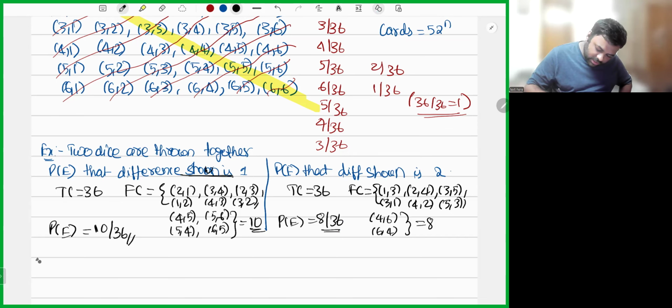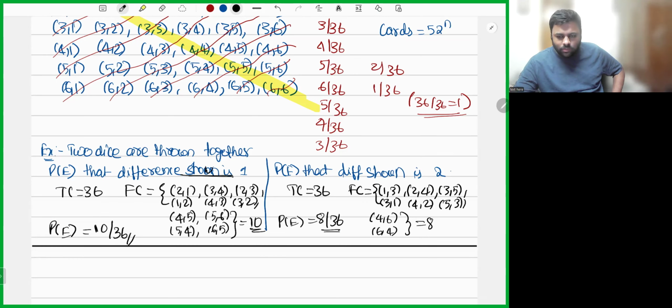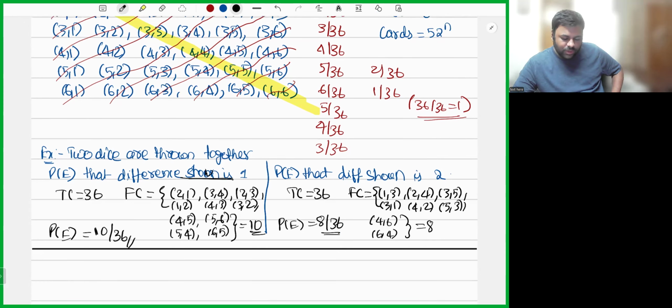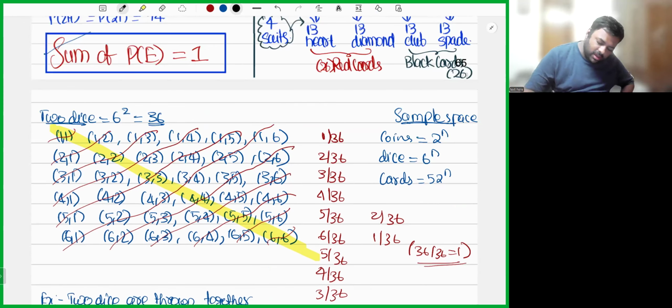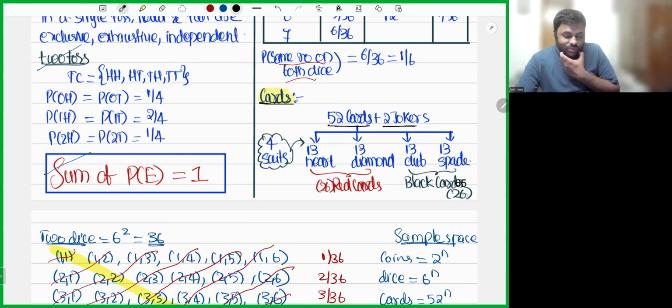So we understood the concept of coins. That is single coin, 2 coins and 3 coins. If more than 3 coins are tossed, what's the probability? nCr by 2 power n. Next, after coins, we understood the concept of dice. That is single die and 2 dice. Now let us understand the concept of cards. In a card game, we'll be having total 52 cards plus 2 jokers. If the question tells you to take joker, only then you will take joker.